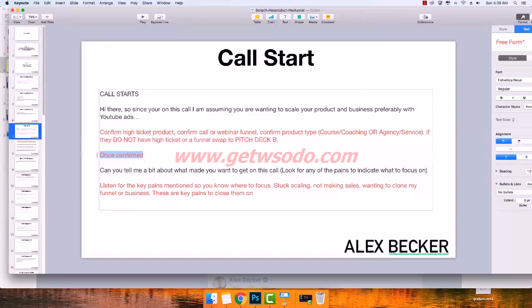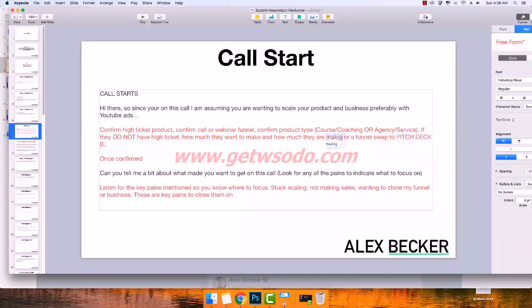Once they've confirmed these things, also confirm how much they want to make and how much they are making now. And I would throw in something like ballpark. Never ask for the exact number, just give them a ballpark range to give you that. And so use this to create your gain and loss column. So we confirm exactly who they are.